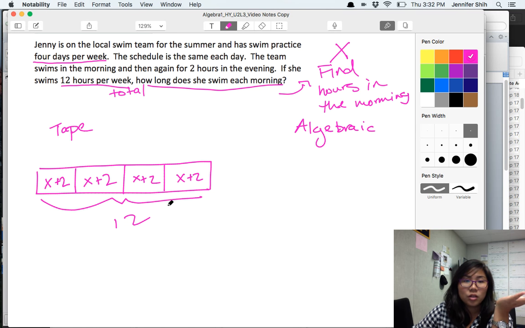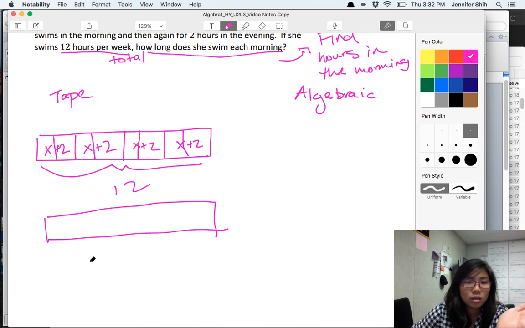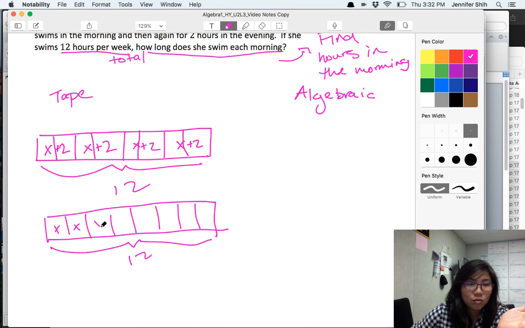Okay, so I'm going to break this up. X plus 2, X plus 2, X plus 2, X plus 2. So how many X's do I have? 1, 2, 3, 4 X's. So I'm going to draw the same tape diagram, but I'm going to rearrange what this looks like. Okay, so we have all of our X's, 4 X's, and we have 2's.